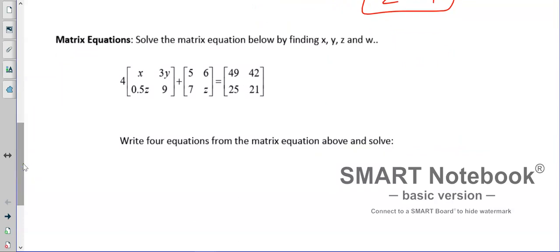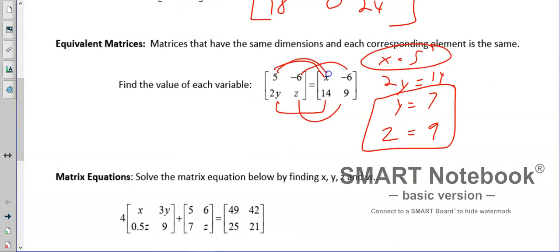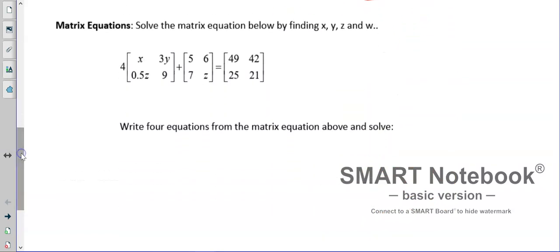All right, matrix equations. Solve the matrix equation below by finding x, y, z, and w. Okay, this builds right off of the equivalency we just talked about. Where this corresponds here and so forth. If you think about it, this corresponds with this, and that corresponds with that. The 3y and the 6 and the 4. So we're going to get a statement.